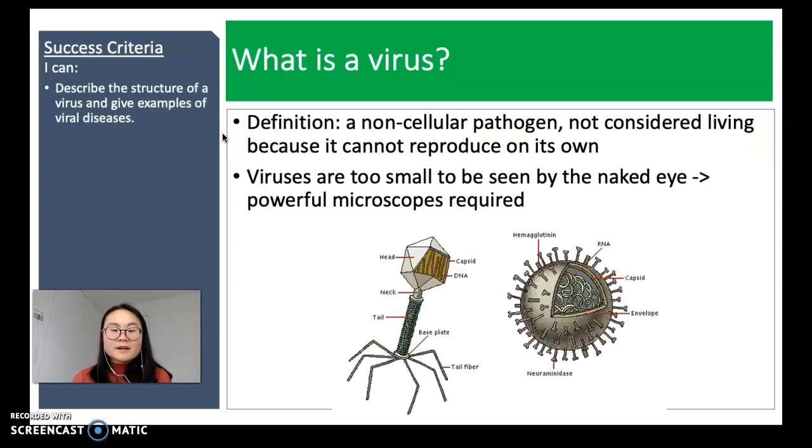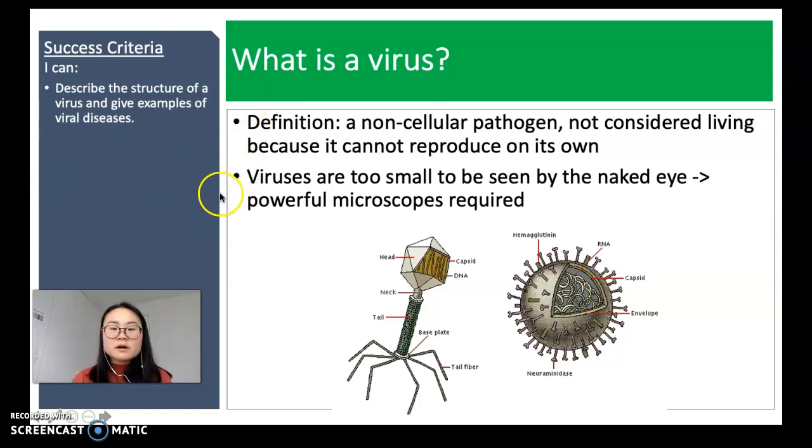So what is a virus? We have briefly talked about it last lesson in lesson 3, but basically a virus is not living, and therefore we call it a non-cellular pathogen. The reason why it is not considered living is because it cannot reproduce on its own. It cannot divide and make copies of itself without living in a different organism.